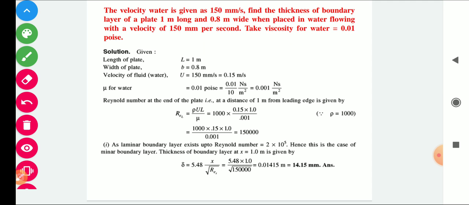Find the thickness of the boundary layer of a plate 1 meter long and 0.8 meter wide when placed in water flowing with a velocity of 150 mm per second. Take viscosity for water equal to 0.01 poise.